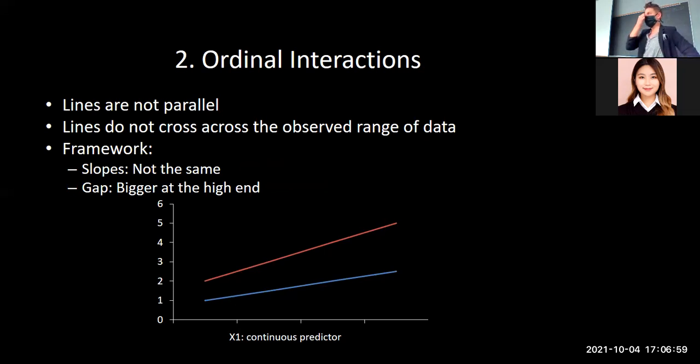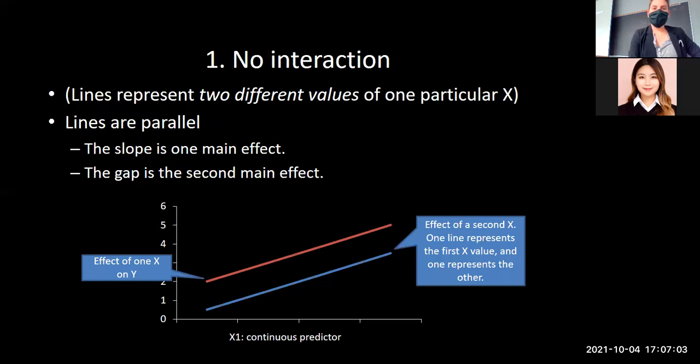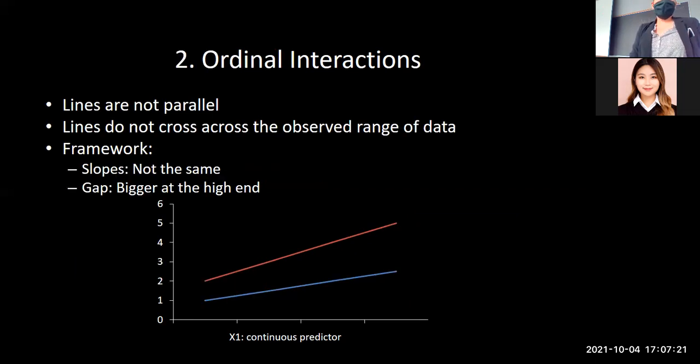So our framework, what we want to look at in terms of how things could interact, is the slope of each of the 2 lines that we've plotted and the gap between the 2 lines. Those are our 2 things we're going to look at. So here the slopes are the same and the gap is the same. Here in our ordinal interaction, the slopes are not the same.